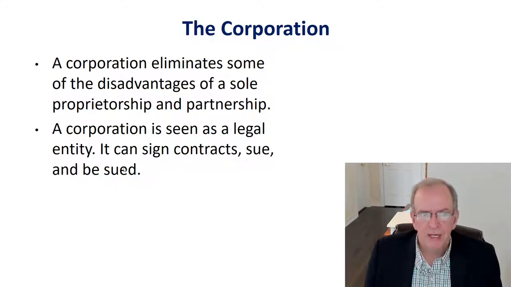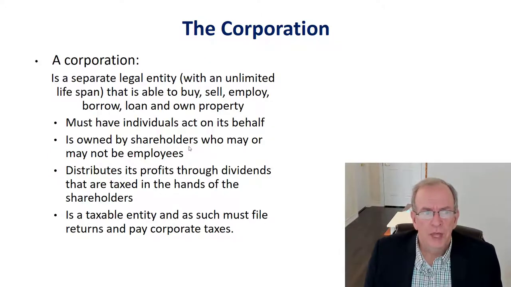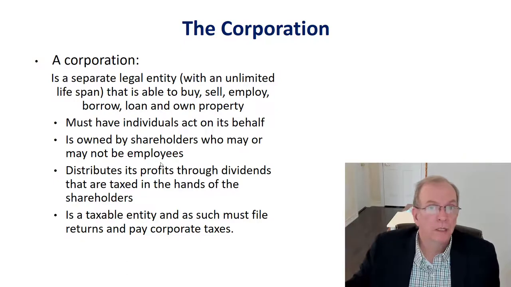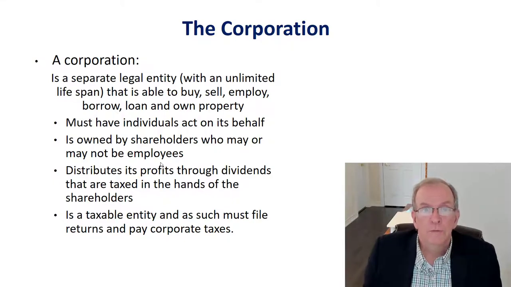Seen as a separate legal entity, it can sign contracts, it can sue and be sued. So that's a big deal. Of course, we haven't got an artificial intelligence as a corporation, or like Bitcoin seems to have. We have basically individuals that act on its behalf, and it's owned by shareholders who may or may not be employees. So you can have people that are working for you. If it's a publicly traded company, they could be part owners of the company because they can buy shares.